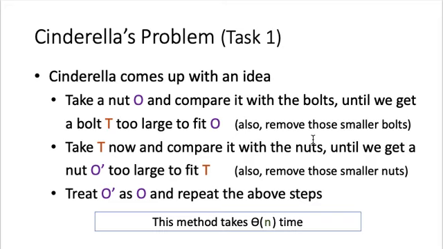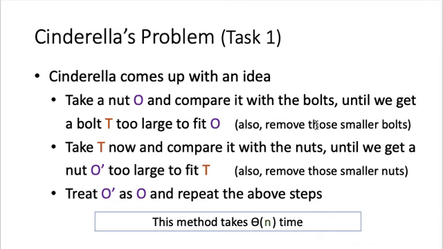Otherwise, let us see how Cinderella came up with an idea. So the following is Cinderella's idea. Cinderella says, okay, let's try to take out a particular nut. Let's call it O, because the shape looks like an O, and compare the nut with all the bolts. But we do not need to compare until the end. As soon as we get some bolt that is larger, too large to fit the nut, then we will stop and get the bolt T instead.